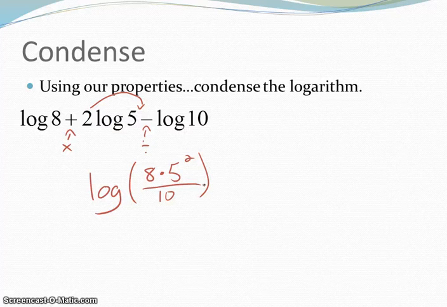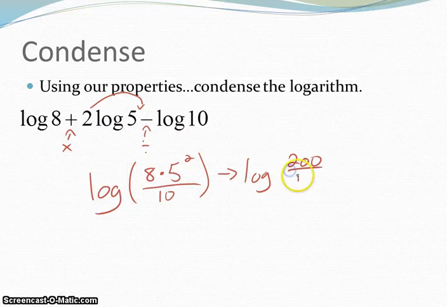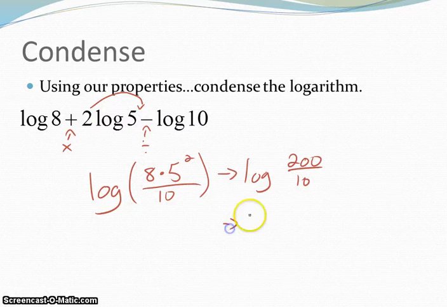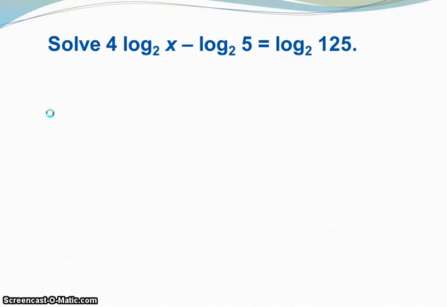So, combine any sort of numbers that I can. 8 times 5 squared, we actually just saw that is 200, over 10. That simplifies even further, and I have log of 20. So I went from having 3 separate logs to having one single one. The reason that I did this was because when I have problems like this, and I'm actually solving equations, it can really help me out.